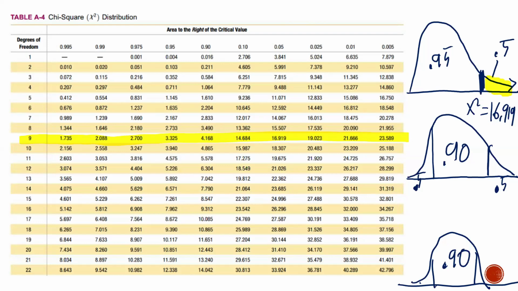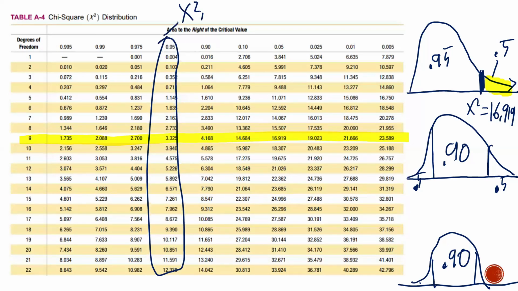Okay, let me be more clear. So this line right here has 5% to the left. So what would be the area to the right? 95. So I am going to look for what I call my XL value here. And that will give me this. This one right here I call XR because it is my right critical value.